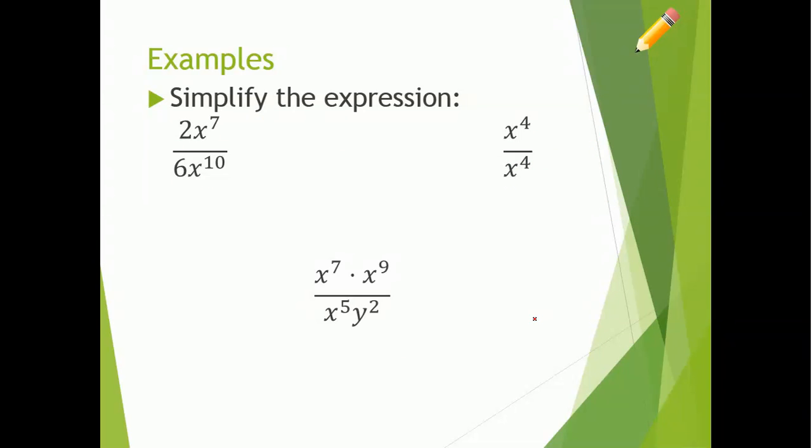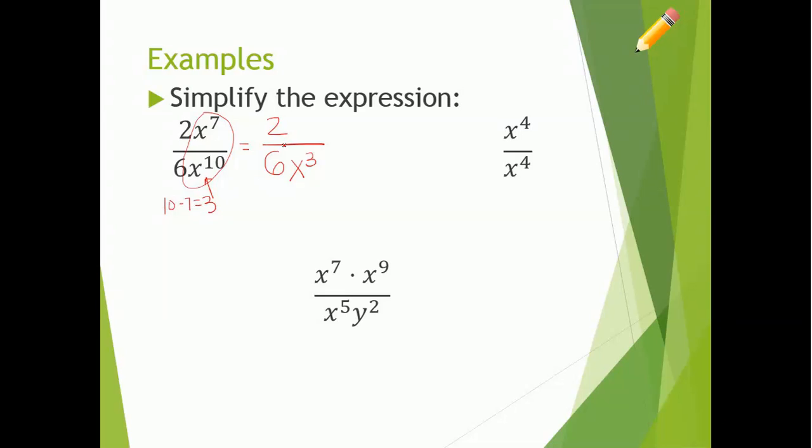Let's try a couple extras. So let's do our division here. So I got 7 over 10. So I know ultimately it's going to end up on the bottom, right? So let's put my two numbers there. 10 minus 7, that's 3. So I'm going to have x to the 3rd on the bottom because we had more on the bottom to begin with.